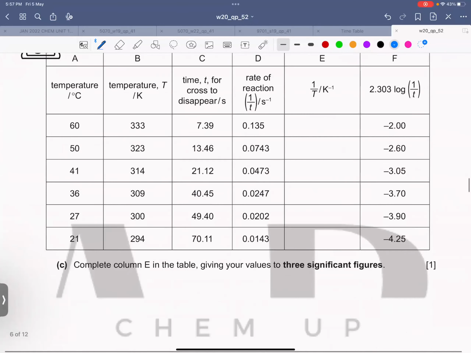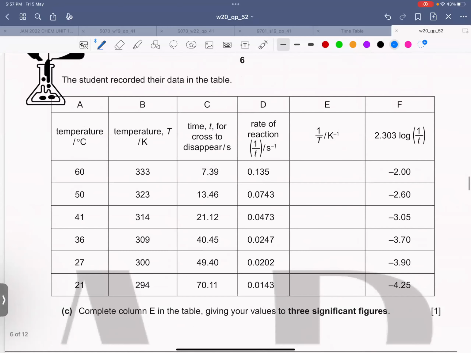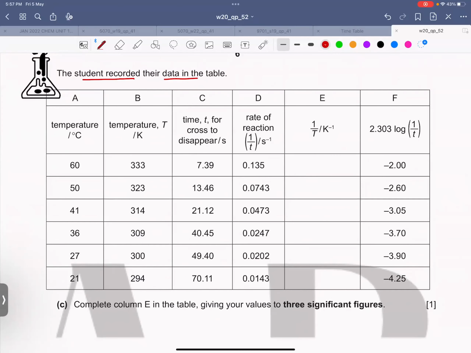Okay, now next part. The student recorded their data in the table. These are the temperatures. Then those temperatures are converted into Kelvin. Then here is the time taken by the cross to disappear. Then for the rate of reaction, we divide 1 by the temperature, and then turn this into Kelvin.